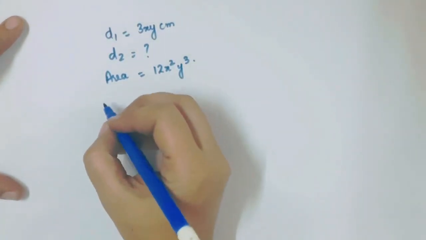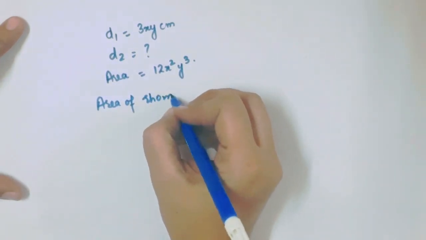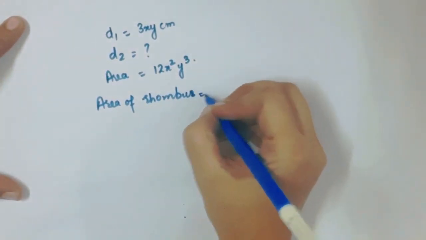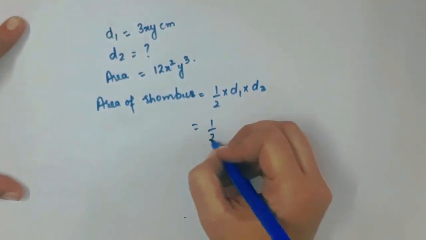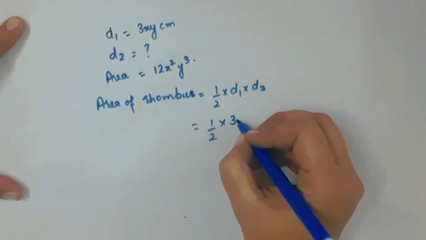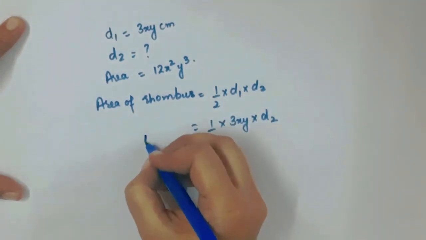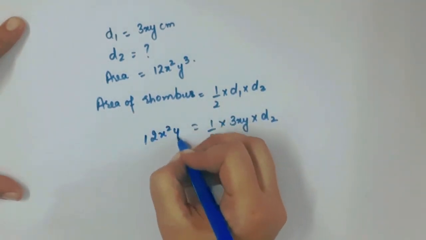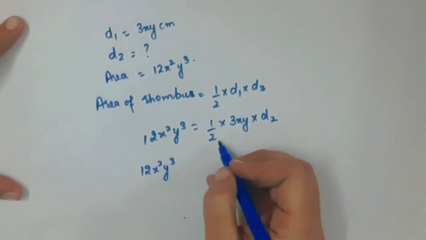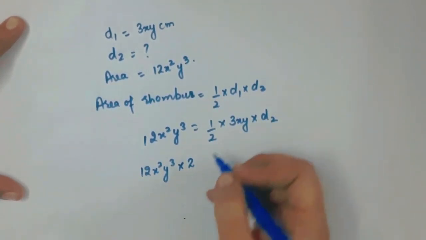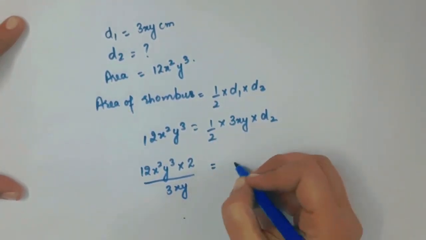Now we know the area of a rhombus is equal to half into diagonal 1 into diagonal 2. Put the value of diagonal 1, that is 3xy, into diagonal 2, and the area of the rhombus is 12x square y cube. Now 12x square y cube multiplied by 2 upon 3xy is equal to diagonal 2.